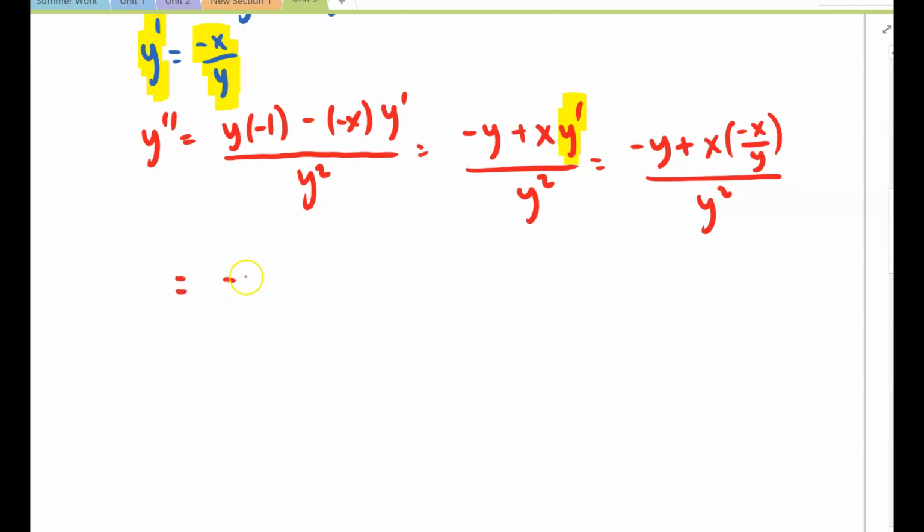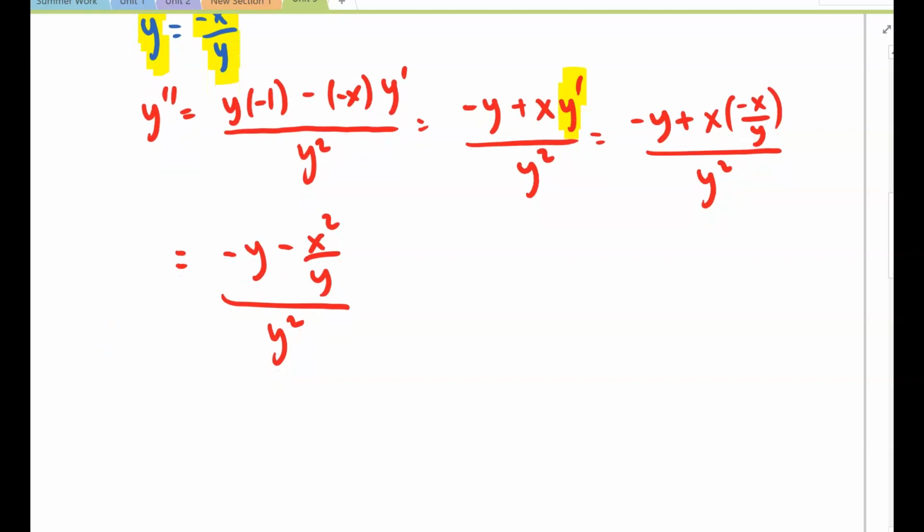So I'll bring it down again. So negative y plus, actually not plus, minus x squared over y all over y squared. Okay, in order to subtract, you have to have a common denominator. So what I'll do is I'll multiply top and bottom by y. And what we get is negative y squared minus x squared all over y cubed.